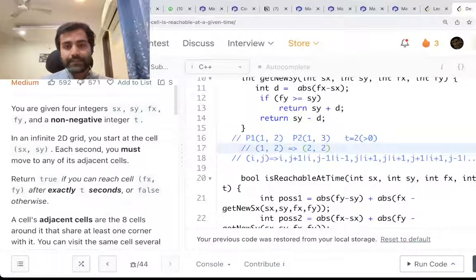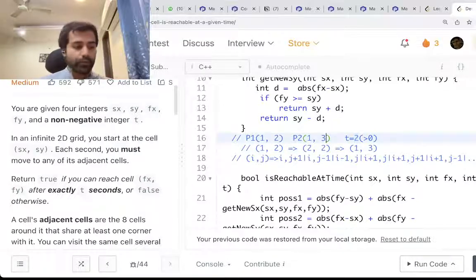So as you can see here, all the neighbors that I have listed down for i comma j, like i plus 1 j, then i plus 1 j plus 1, then i plus 1 j minus 1, and so on. So if you take a diagonal shift from here, you will be able to reach 1 comma 3 also, right? So it means it is possible to take 2 units of time and reach from 1 comma 2 to 1 comma 3, correct? Does it make sense how we can reach from point P1 to P2 after 2 units of time?